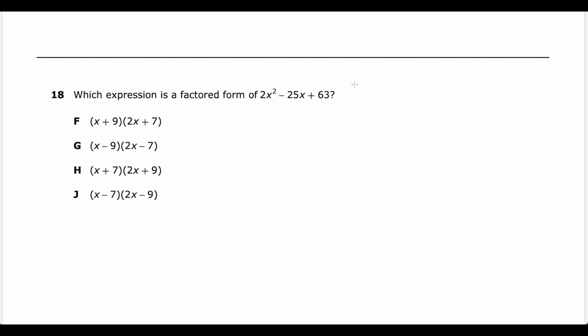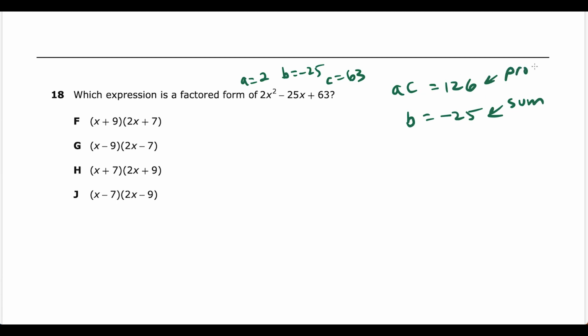Otherwise, what I would do here is use the AC method, which means we have an A value of 2, a B value of -25, and we have a C value of 63. But if we multiply 2 times 63, we're going to get 126. And then we have a B value of -25. So we need 2 numbers that have a sum of -25 and have a product of 126.